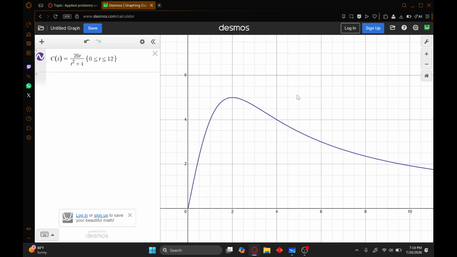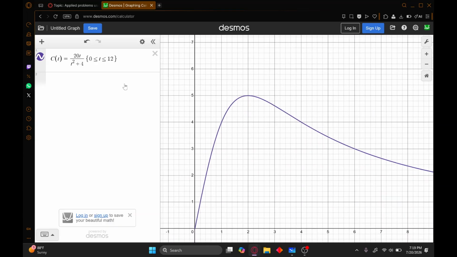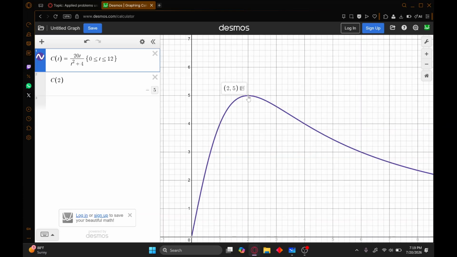Now the question is also asking us to identify the maximum point. If we do C of 2 here, it gives us 5, which is what we solved. And if we just look at the graph, perfect. We get 2, 5 right here, right at the top.